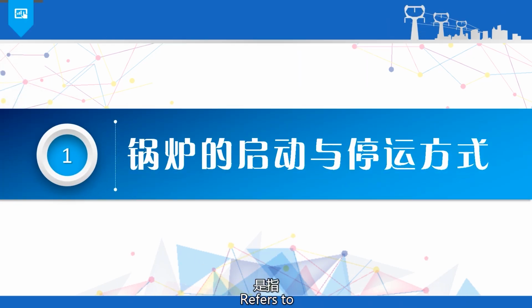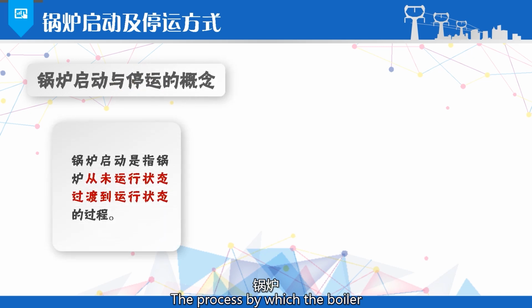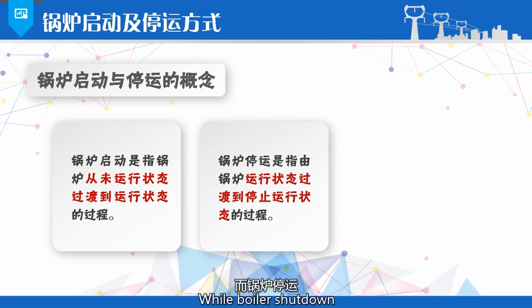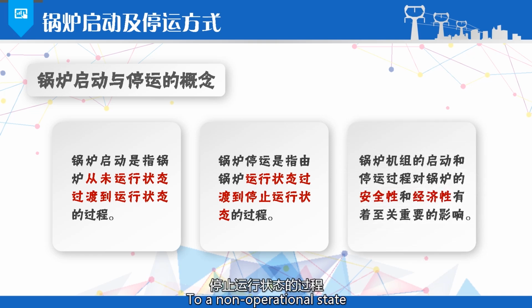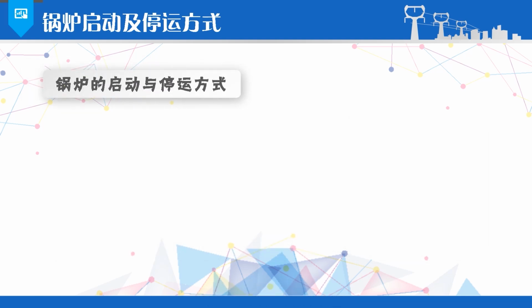Boiler startup refers to the process by which the boiler transitions from a non-operational state to an operational state, while boiler shutdown refers to the process by which the boiler transitions from an operational state to a non-operational state. The startup and shutdown processes of the boiler unit have a crucial impact on the safety and economic efficiency of the boiler. First, boiler startup and shutdown methods.